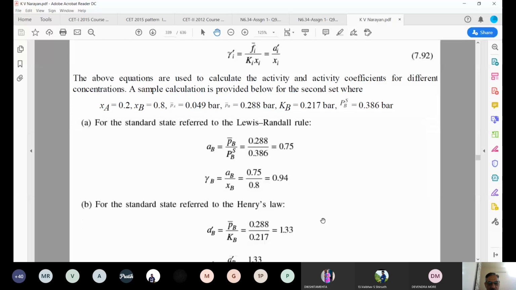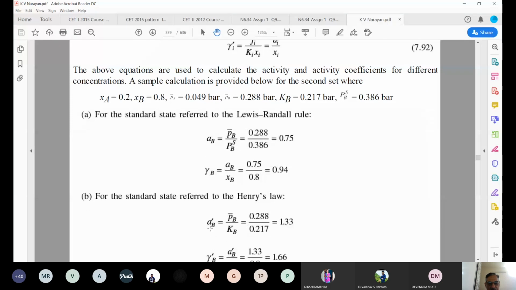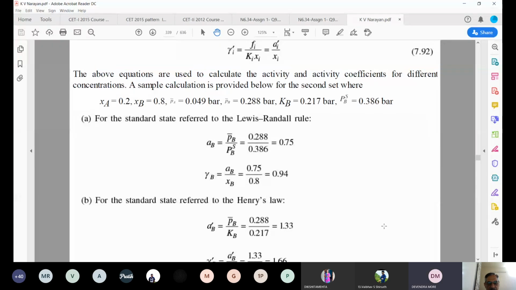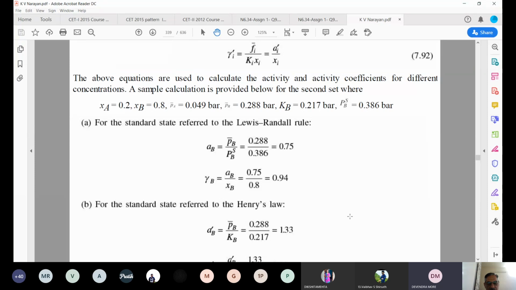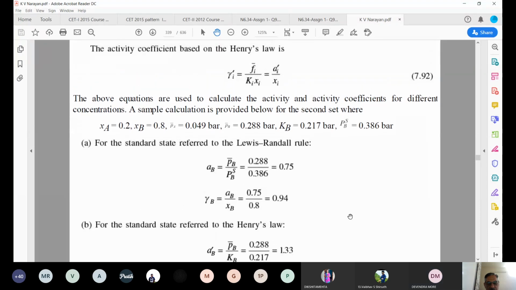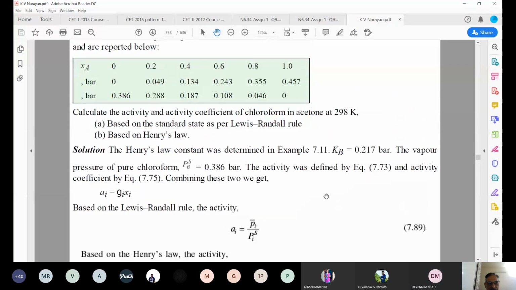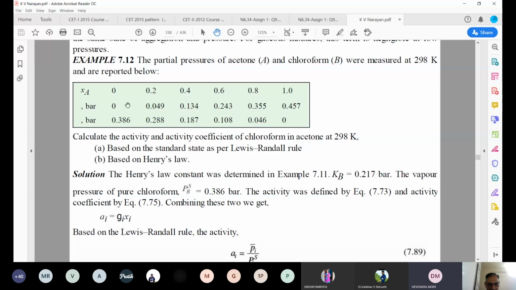Similarly, we can do it for Henry's law. AB prime is equal to PB bar by KB. PB bar दिया है यहाँ पर 0.288. वो जो हमने जब एक्टिविटी निकाला तब हमने XB का 0.2 लिया था ना. नहीं, पॉइंट एक्स से 0.2 था. ये सेकंड पॉइंट एक्स से 0.2. ये सेकंड पॉइंट लिया ना.